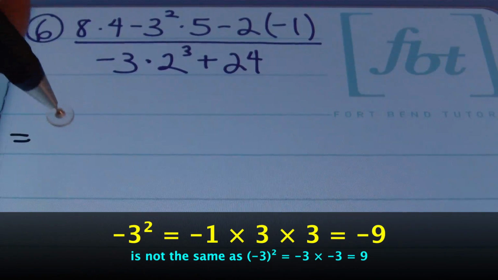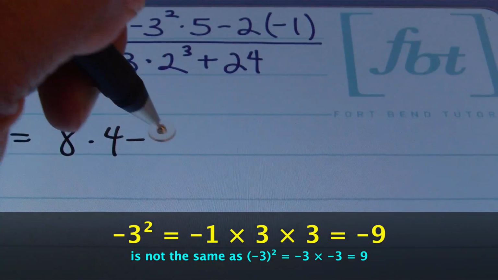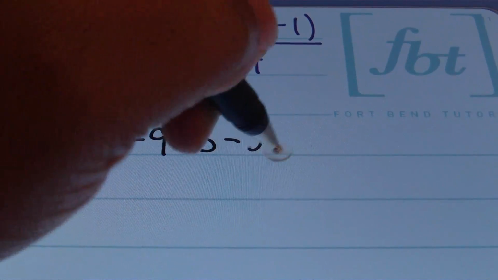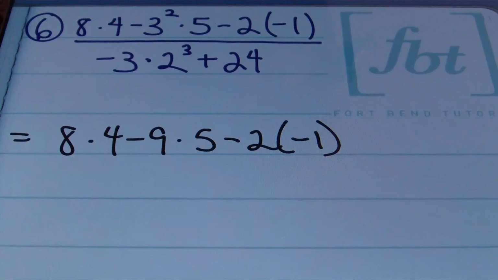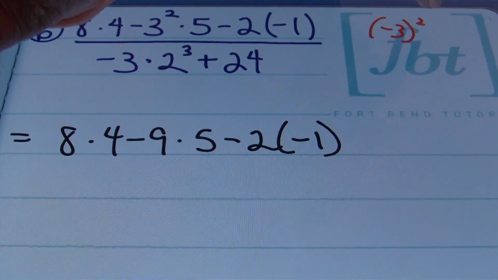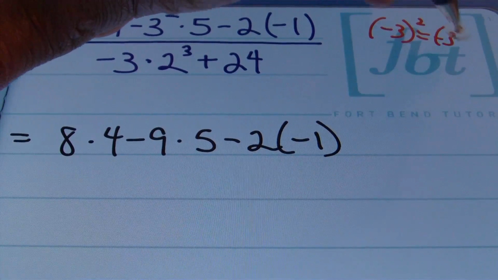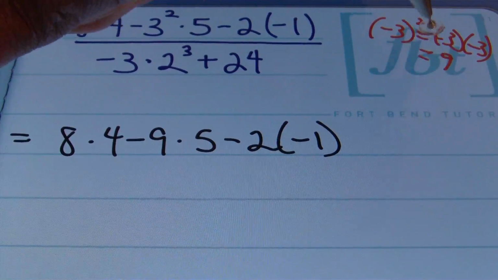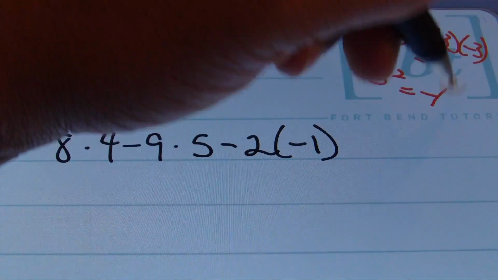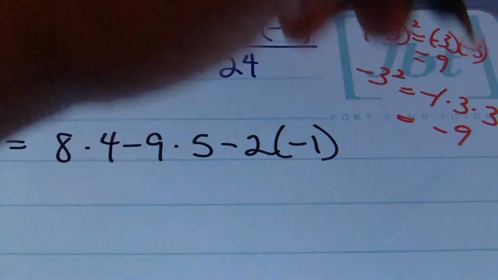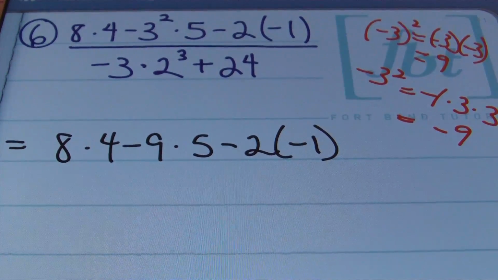That means when I rewrite this numerator, it'll be 8 times 4 minus 9 times 5 minus 2 times negative 1. And I hear you screaming, but I thought negative 3 squared was positive 9, Mr. Witt. No, this is the opposite of 3 squared. It's not the quantity of negative 3 squared. It would have to look like this. It would have to have the quantity of negative 3 squared. This equals negative 3 times negative 3, which gives you positive 9. All right? That's what that does. But this is the opposite of 3 squared, which means negative 1 times 3 times 3. This result is negative 9. Okay? So those are the differences between those two.